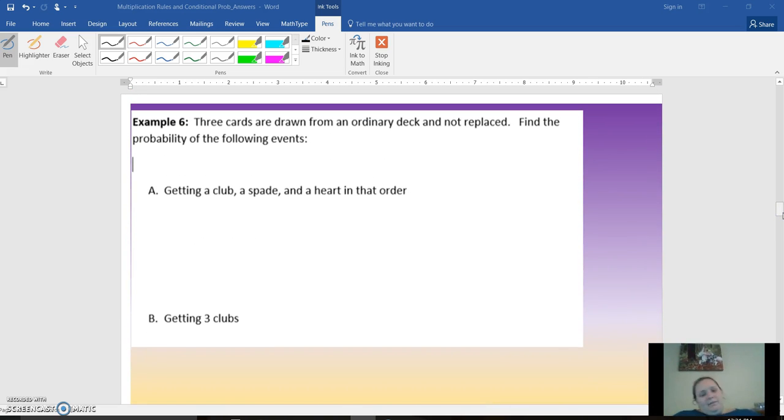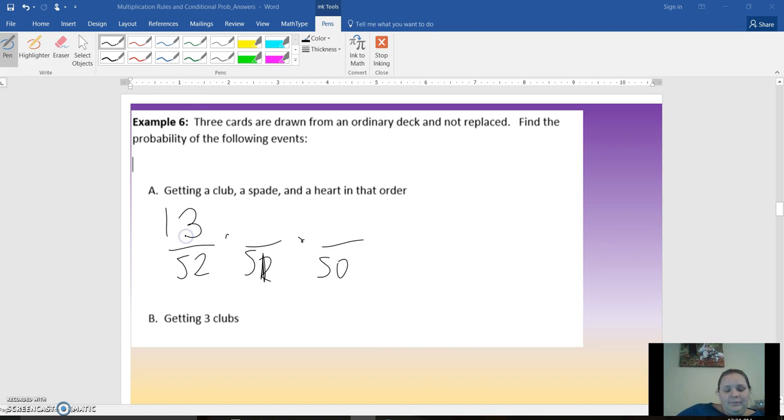All right, let's try a club, spade, and a heart. Okay, you don't put the card back. 52. We don't put the card back. 51, silly. 50. We want a club. There are 13 of them. We want a spade. There are 13 of them. If I pull out a club, it doesn't affect the number of spades. If I pull out a club and a spade, it doesn't affect the number of hearts.